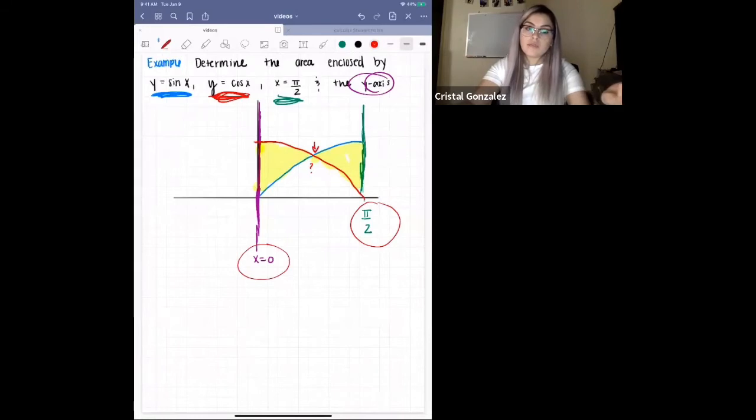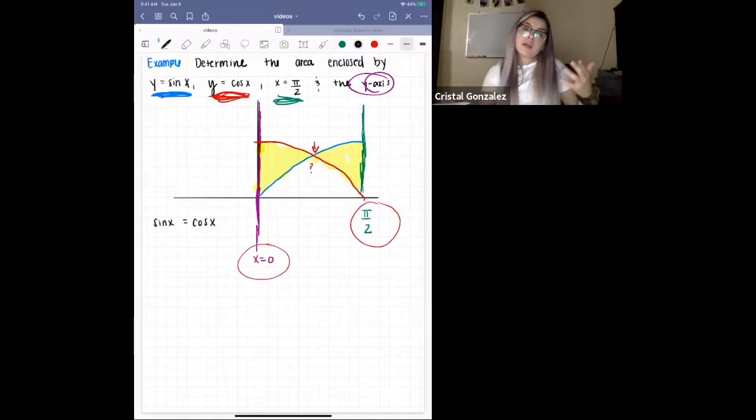And so let's figure out where they intersect. You probably already know this answer, but let's just go over the process again so we don't forget. To find out where graphs intersect, we're going to set them equal to each other. Now this graph is the sine graph and the cosine graph. So that means I need to set sine x and cosine x equal together. Now keep in mind, we're only looking at the interval where x equals 0 and x equals pi over 2. So we're looking at a very small interval.